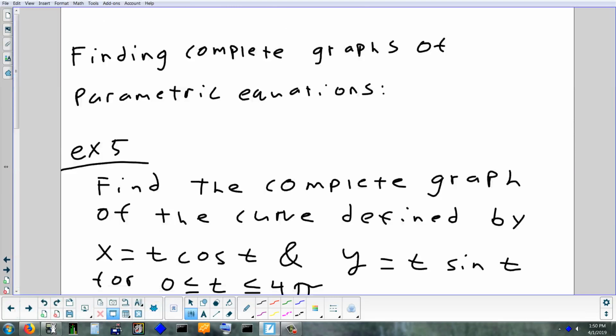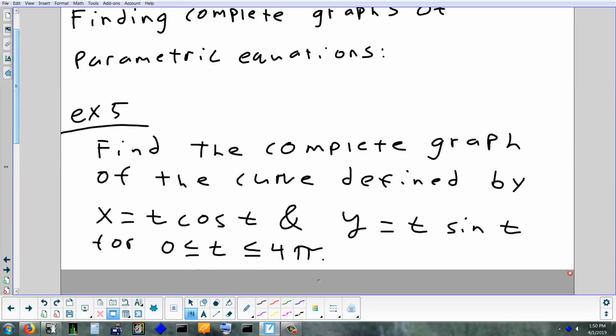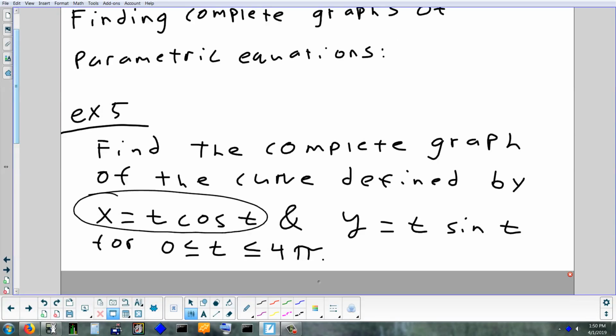Let's look at this one. So here's a graph. These kind of look like the equations of a circle. This one and this one. Except what's different? There's one thing different in each equation. Yeah? T shows up twice.